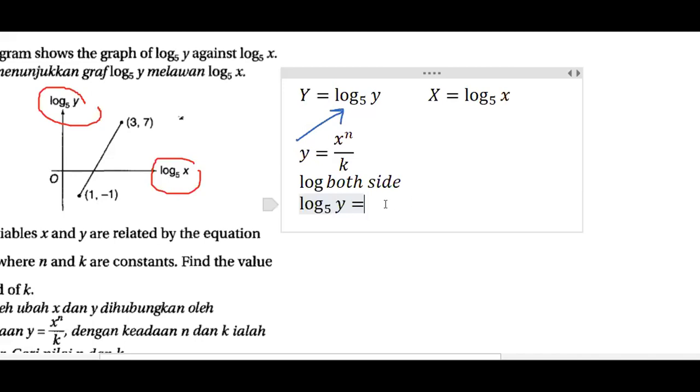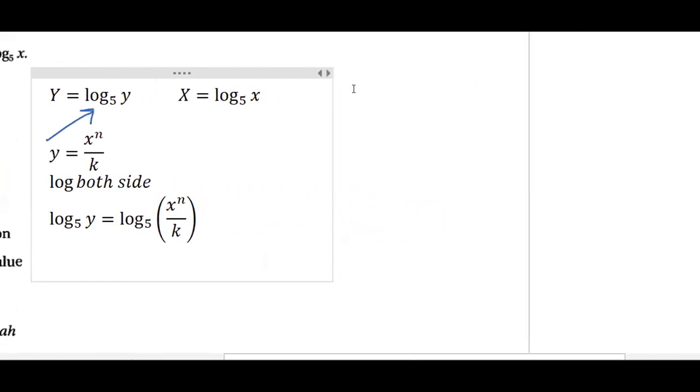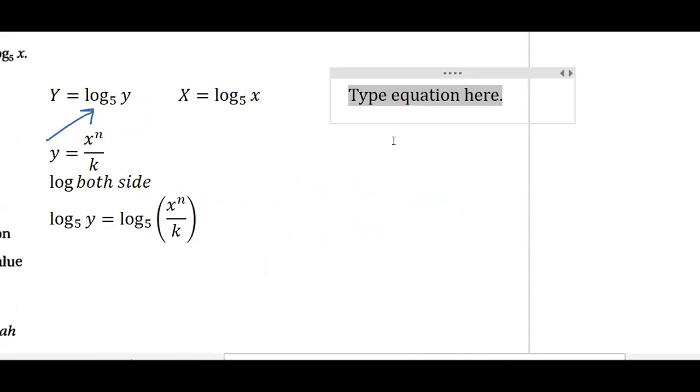Okay, so you must log both side. Dua-dua kamu kena log. So this is log 5. Then x power to n over k. Okay, this side okay or not? Mesti log dua-dua belah. Dua-dua sisi. Follow the question. And then, siapa tak ingat? Okay, saya bagi rules dulu. The law of logarithm. Masih ingat law of logarithm tak?